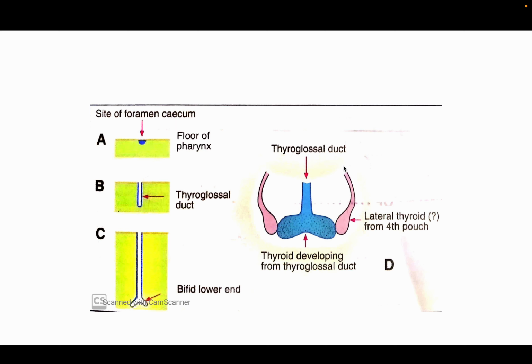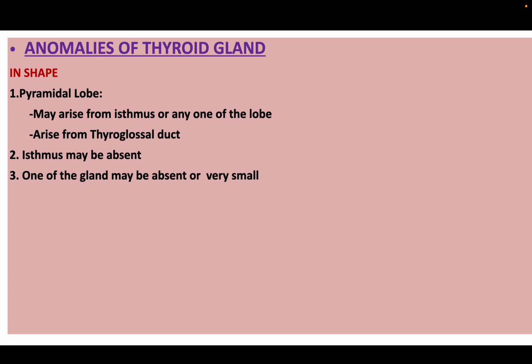Then bifurcation is happening. After this bifurcation the lobes of the thyroid gland will form, and the ultimobranchial body is contributing to the lateral thyroid, which comes from the 4th pouch when it fuses with, you can say, the remnant of the 5th pouch. So that is the ultimobranchial body.